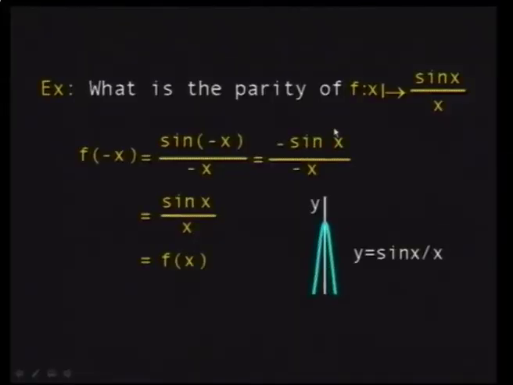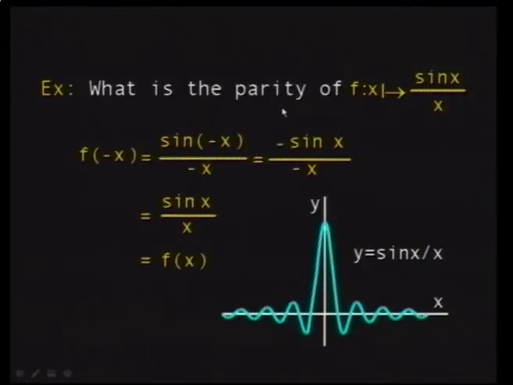Now, suppose, for example, they want you to study the parity of a function like sine x over x. So for the parity of sine x over x, you have to check it using the test that we have spoken about before. What you do is substitute x for minus x, and then you see what the value of this function, f of minus x, is.